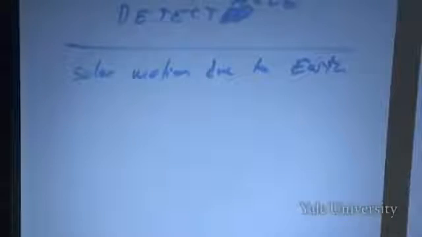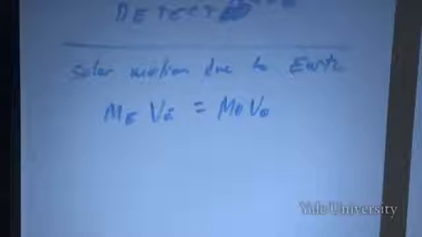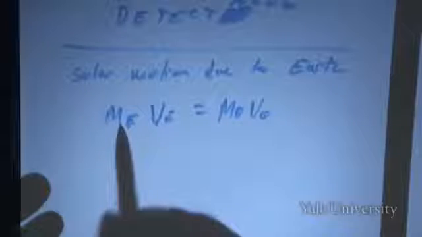How about the Earth? Solar motion due to Earth. Now, you might think this is going to be bigger because the velocity of Earth is bigger than the velocity of Jupiter, but of course the mass is much, much smaller. So we have m Earth, v Earth is equal to m Sun, v Sun, where v Sun now means the motion induced by Earth. This number is bigger than it was for Jupiter, but this number is a whole lot smaller. And so the overall effect is that v Sun is going to be smaller.